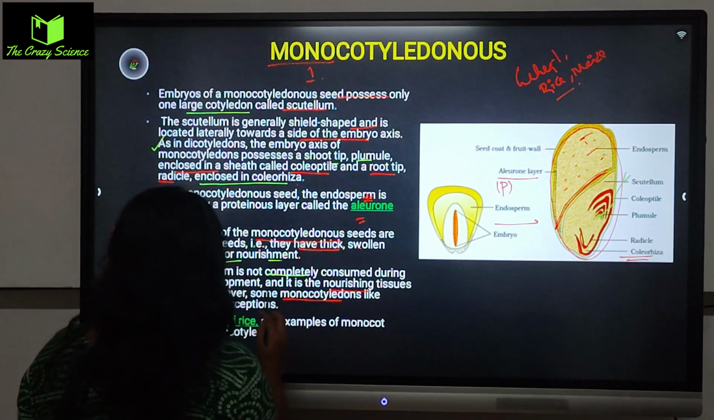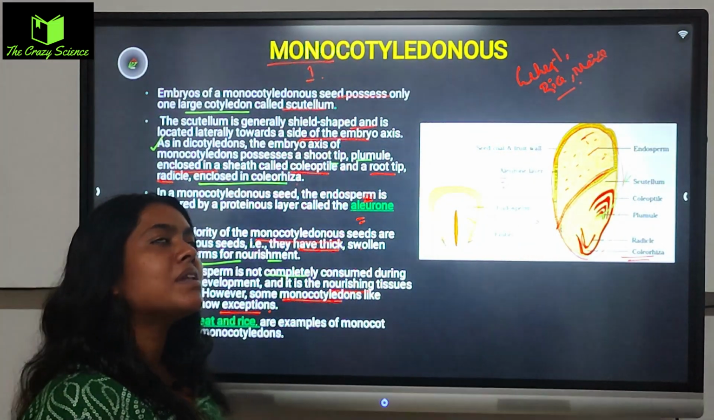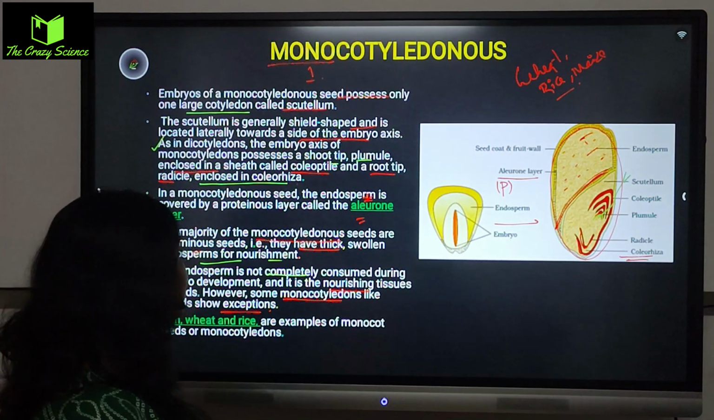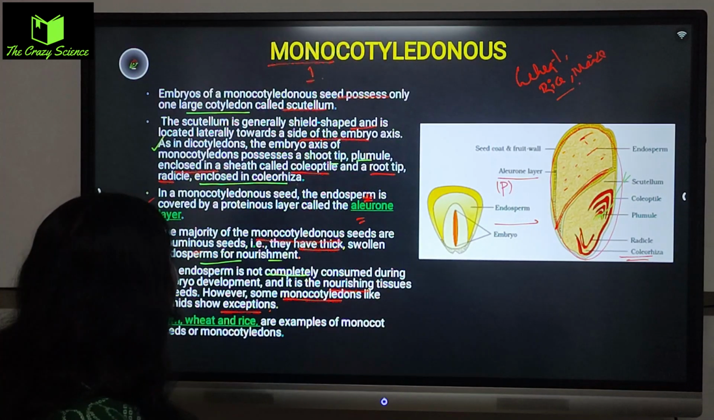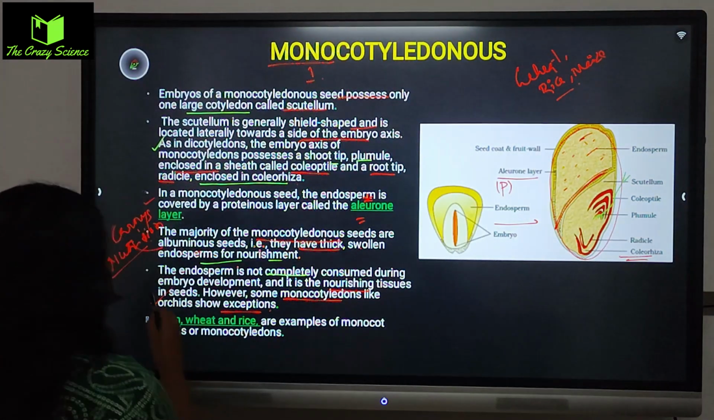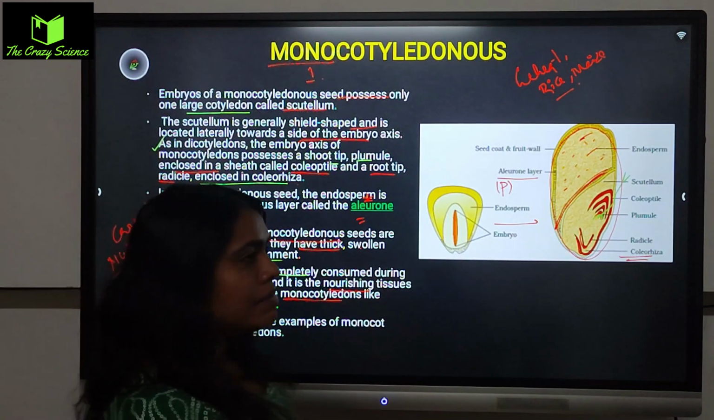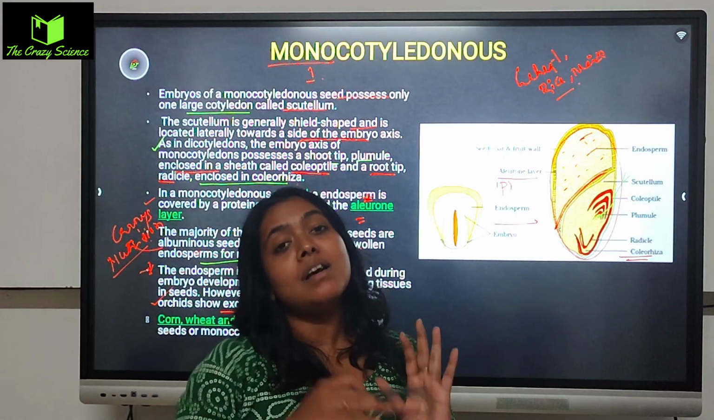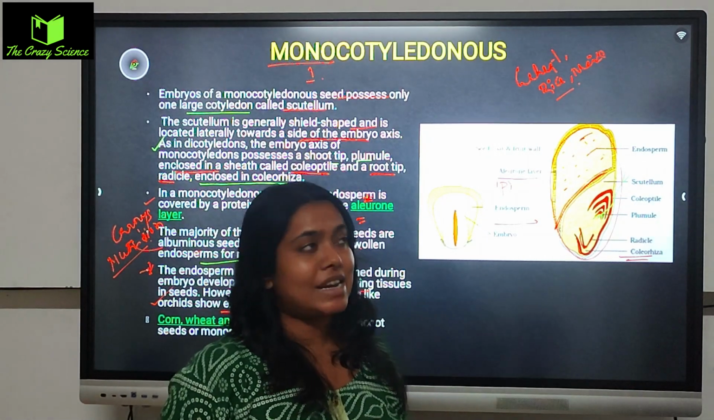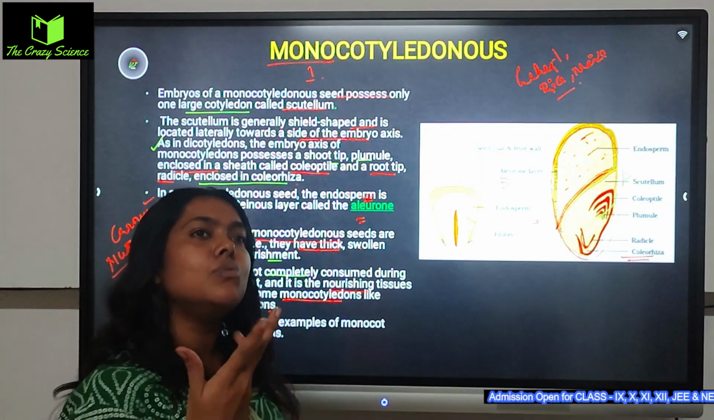However, some monocotyledons like the orchids show exceptions. In orchids the endosperm is completely consumed, but in all the other monocotyledons, this portion is very important: the endosperm is not completely consumed during embryo development. In dicotyledons you see the endosperm is completely consumed, and here there are a few differences. In orchids it is the opposite, and in dicots they show the behavior.